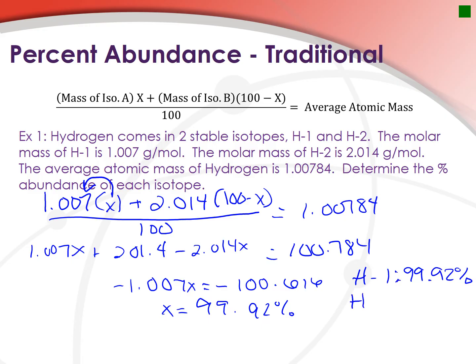And then how do I figure out hydrogen 2? All I'm going to do is 100 minus that 99.92, and we end up getting 0.08%.